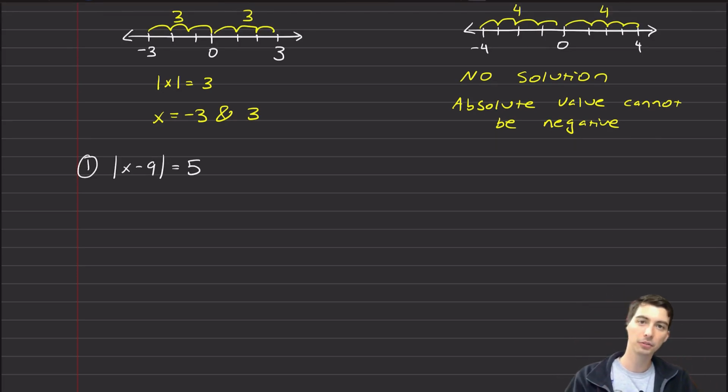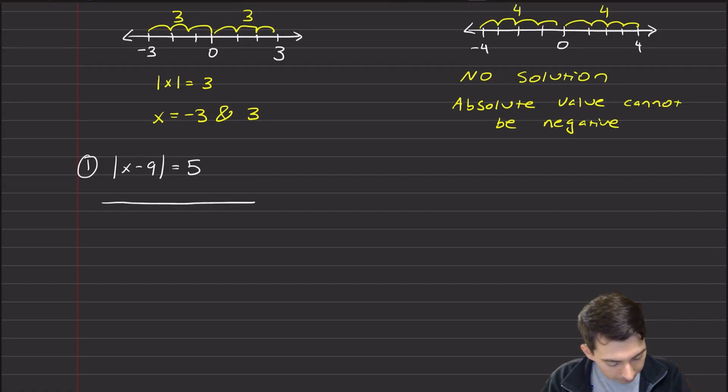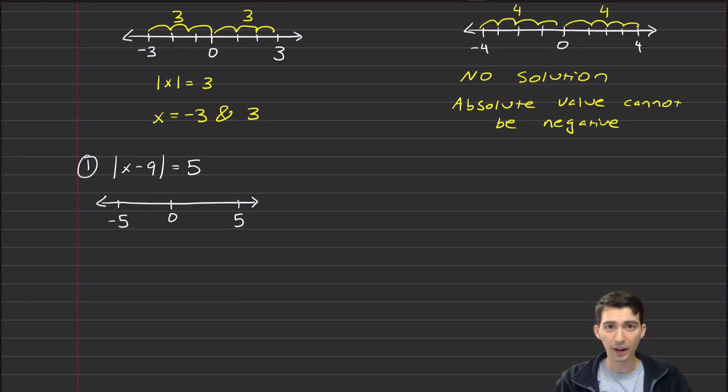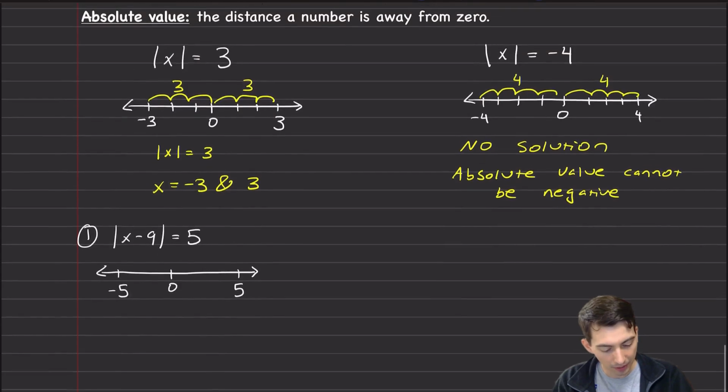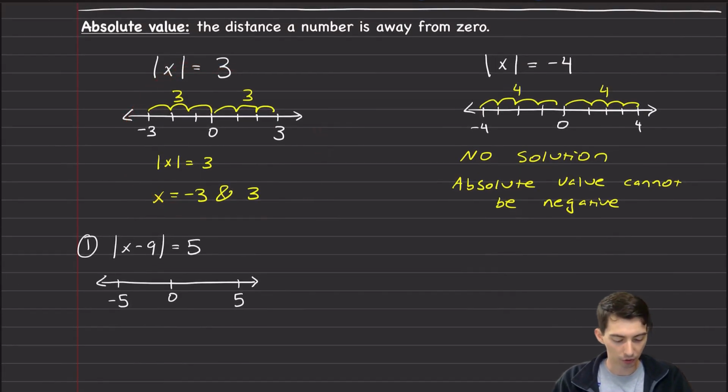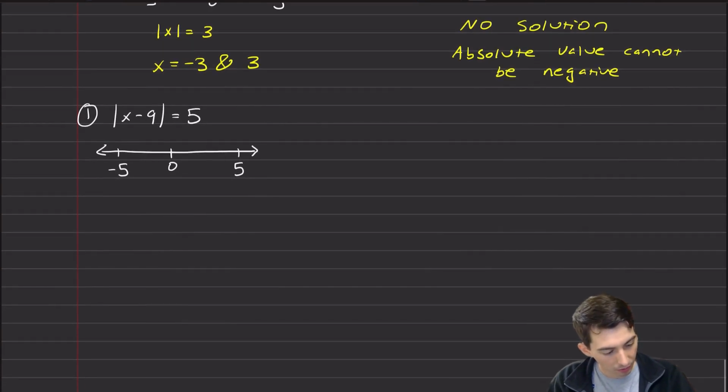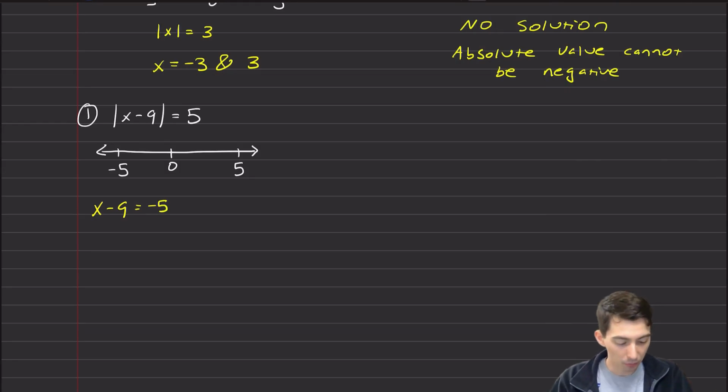So here we have the absolute value of x minus 9 is equal to 5. So that means if we were on a number line, here's 0. If we go x minus 9 places, we're going to get to 5, and we're going to get to negative 5, right? And so we want to find out what x is. And so what we're going to do, just like how we did up here, we basically have two equations we're trying to solve. We want to see where x minus 9 is equal to negative 5, and we want to see where x minus 9 is equal to positive 5. Okay, so now we just solve this one-step equation.